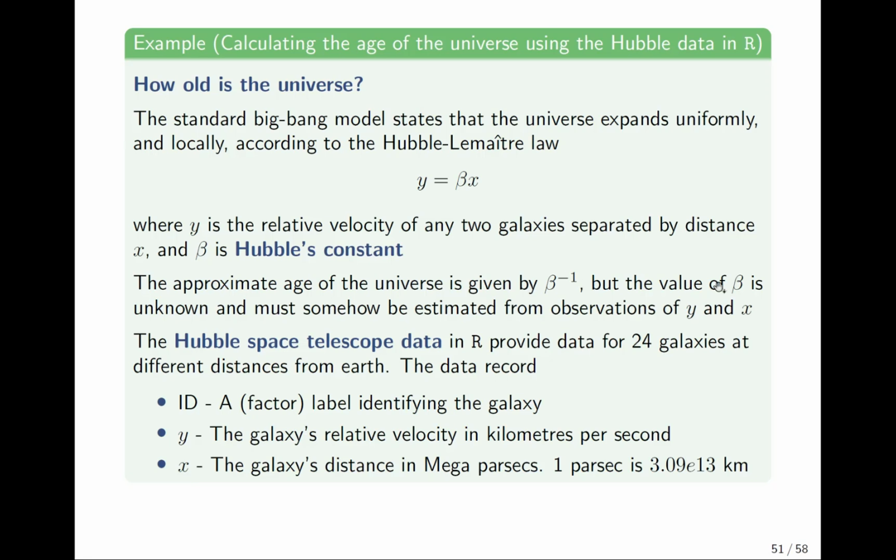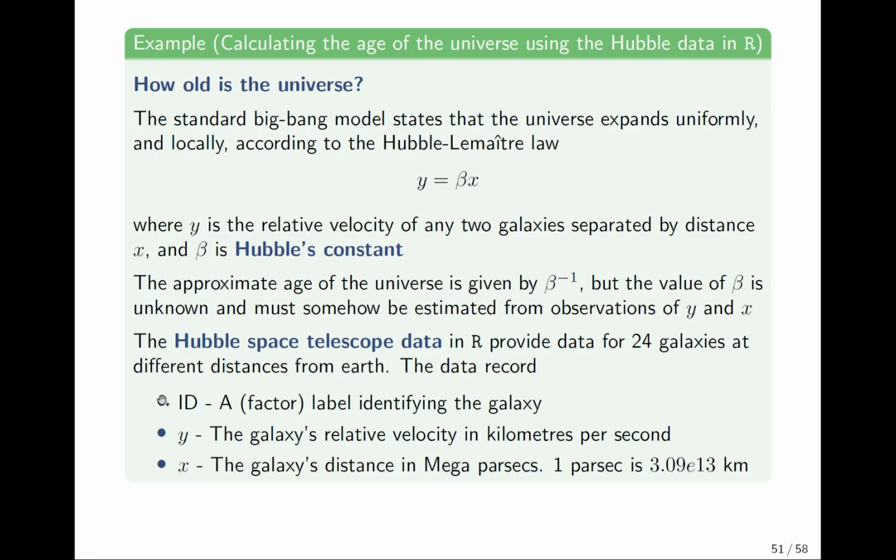But we don't know the value of beta, or assume we don't know it, and we want to estimate it from observations on y and observations on x. And that's actually what the Hubble Space Telescope is able to give us. We've got data actually available in R on 24 galaxies at different distances from the Earth.